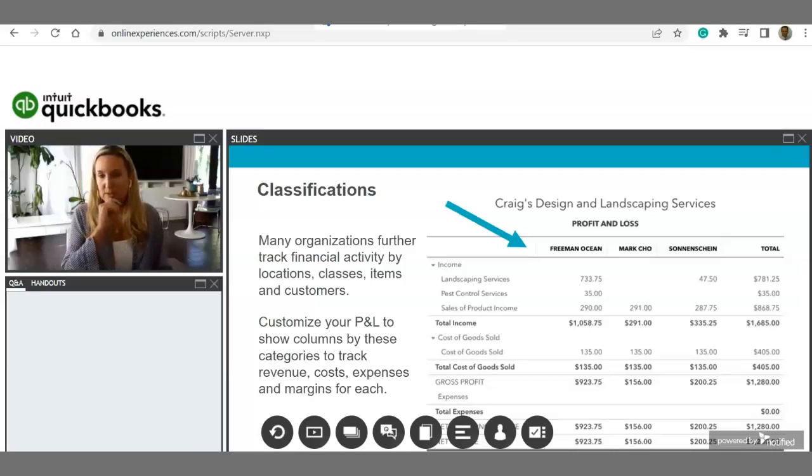Now let's talk about some other ways. Now, with that conversation on EBITDA, we talked about how to organize the chart of accounts if you wanted to just get your P&L to also show EBITDA. Let's talk about some other things related to classifications. In addition to your chart of accounts, many organizations track financial activity by products and services, locations, classes, and customers. So you can customize your P&L to show columns by these categories that may help you track your revenue, costs, and expenses and margins for each of those.